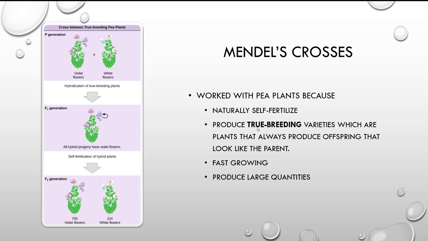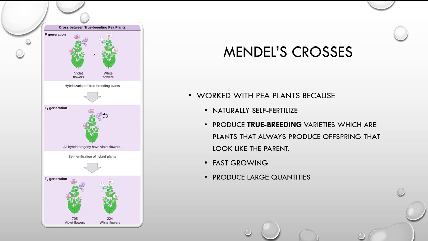Another reason why he used pea plants is that they're fast growing. You can get several generations within a season. They would grow fast, produce flowers fast, and pollinate quickly, and then produce the seeds really quickly. Then you could take the seeds, which are the little peas, and plant them, and the peas would grow and flower really quickly. So you can get several generations really quickly within a growing season.